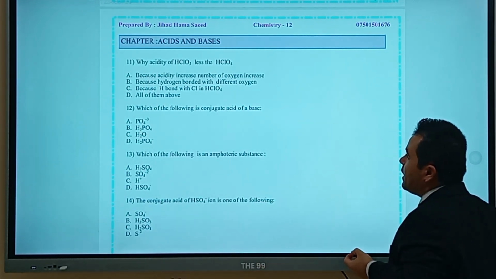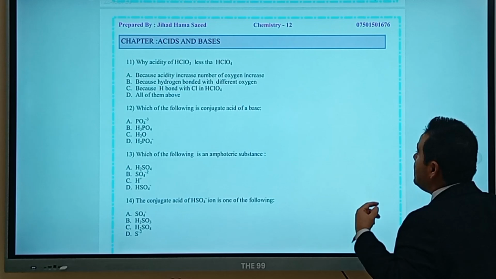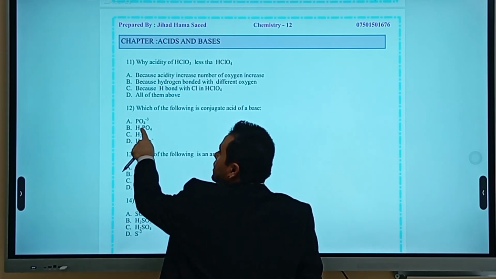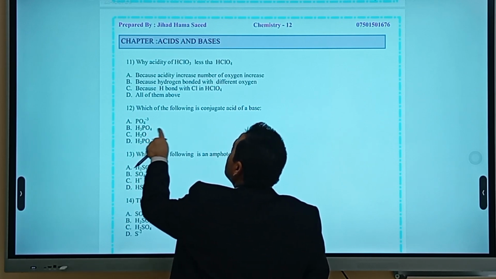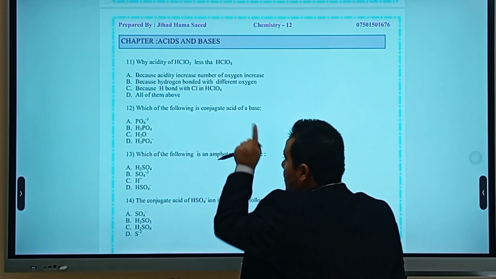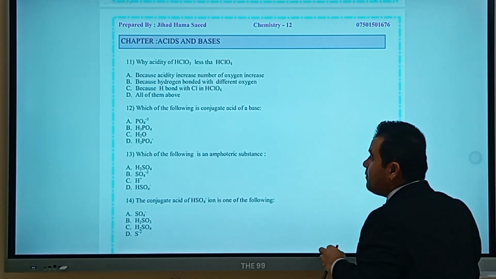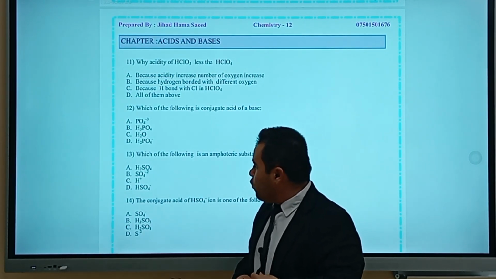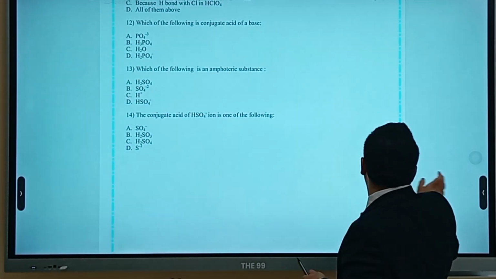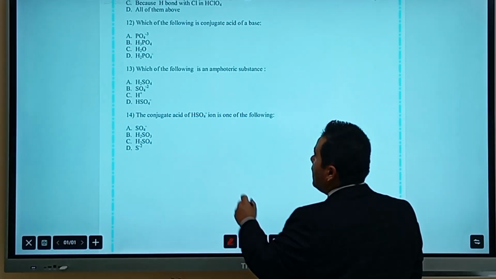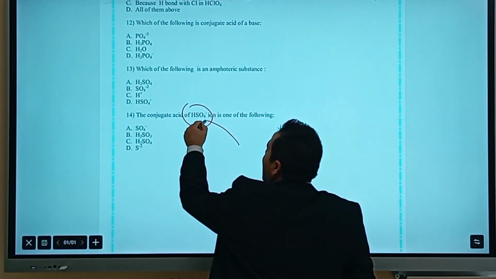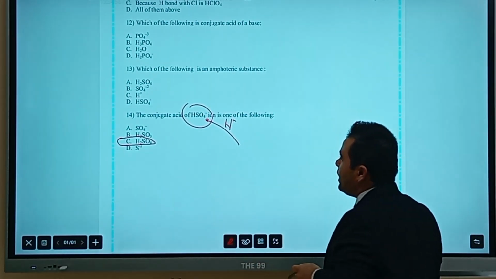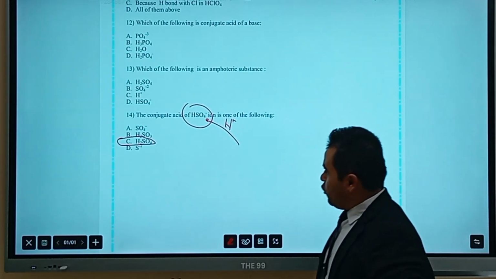Which of the following is a conjugate acid of a base in the list? This is a question from the ministerial exam. This one, which is H3PO4, is a conjugate acid of a base among the options. Which of the following is an amphoteric substance? Amphoteric substance, of course, D is the correct answer, which is HSO4 negative. The conjugate acid of this ion: conjugate acid means add a proton. So when you add a proton, H2SO4 will be the conjugate acid of that. C is the correct answer.